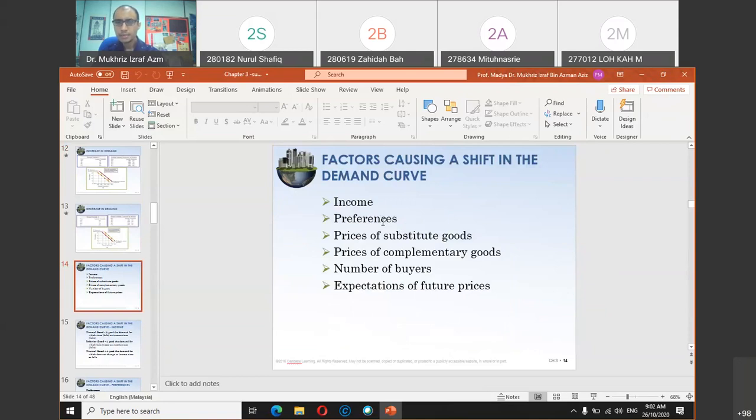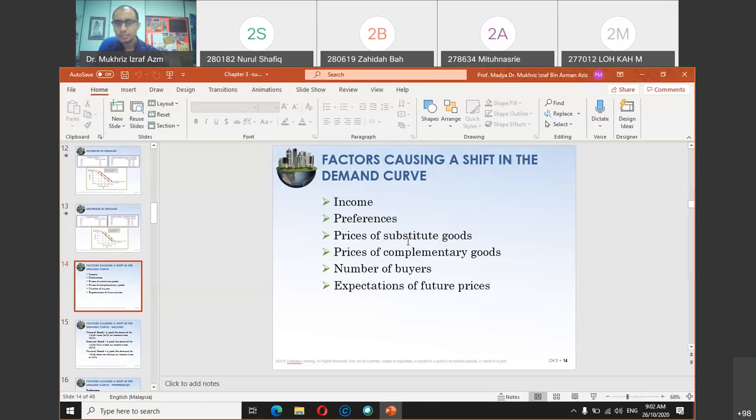So if you switch from brand A to brand B, then the demand for brand A will decrease. For substitute and complementary, I think I discussed in detail whether the relationship is positive or negative. For substitute, the relationship is positive, meaning that if the price of the substitute goes up, the demand for the other good will also go up.